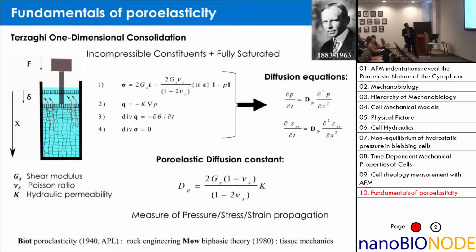Let's go to a much simpler one-dimensional model. Suppose that we have a poroelastic material in a confined environment, and we apply a sudden step force on top of the plunger, and the only way for the fluid to get out of the sponge is on top of the plunger.